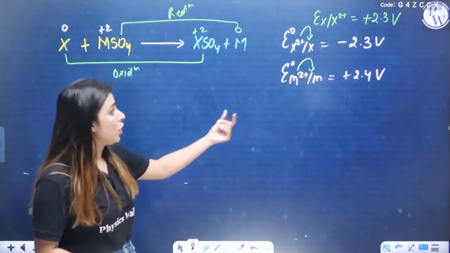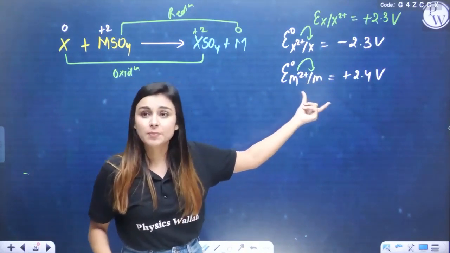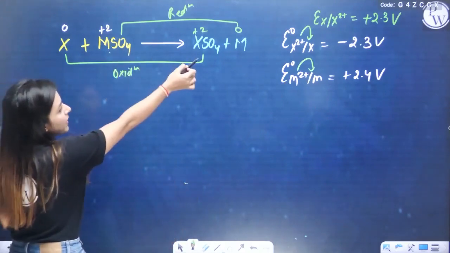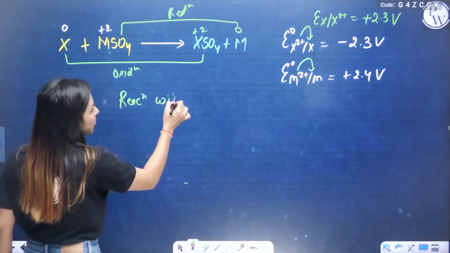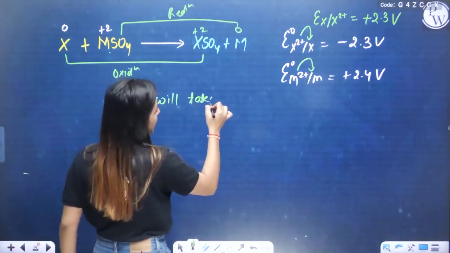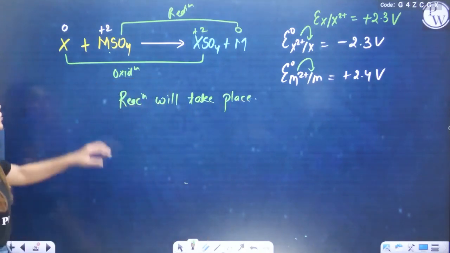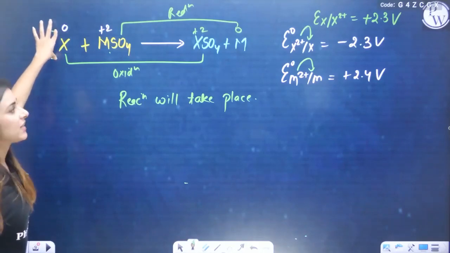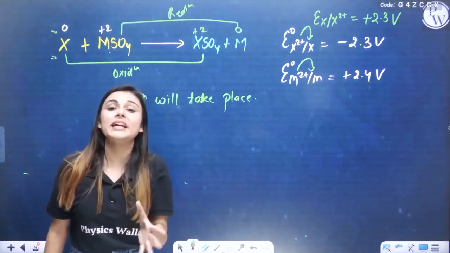So I see that the reduction potential of this particular thing is more. So this will want to get reduced, my dear students, and this reaction will take place. In this reaction, what happened, my dear students? This metal X had a higher oxidation potential, so it actually displaced the metal.